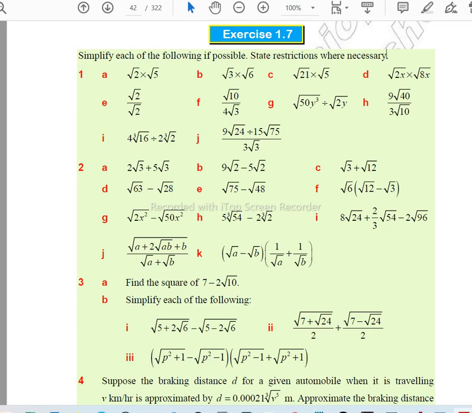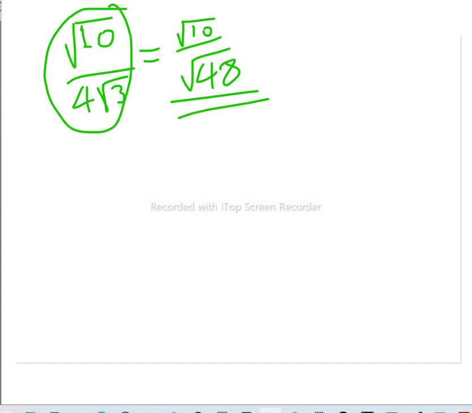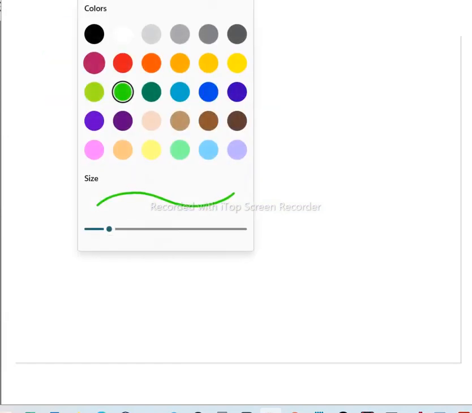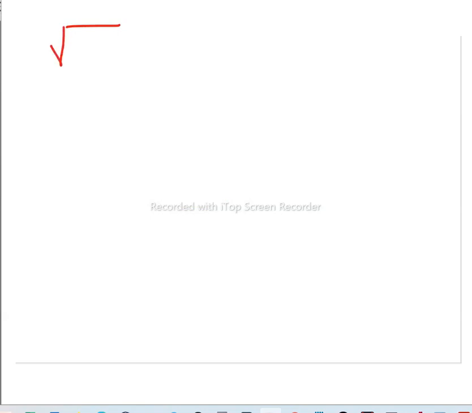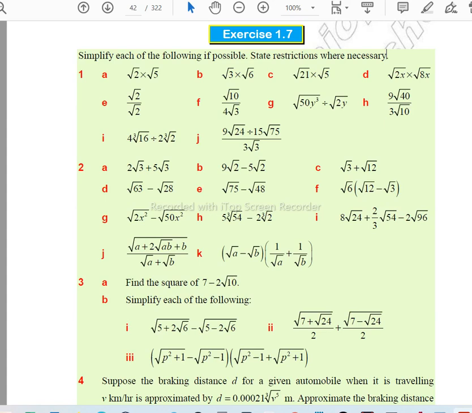Let us do the next question, letter G. Letter G says the square root of 50y to the power of 3 divided by the square root of 2y. So let's write this equation and we will try to simplify. Let us write it like this: the square root of 50y cubed divided by the square root of 2y. I think the equation is like this, so it is correct.